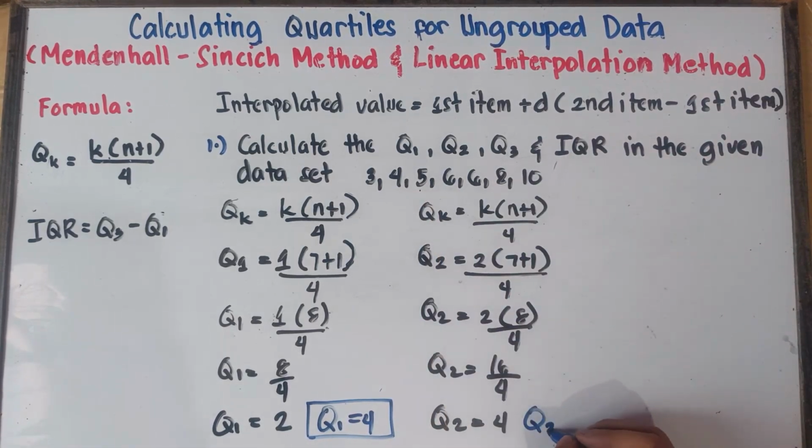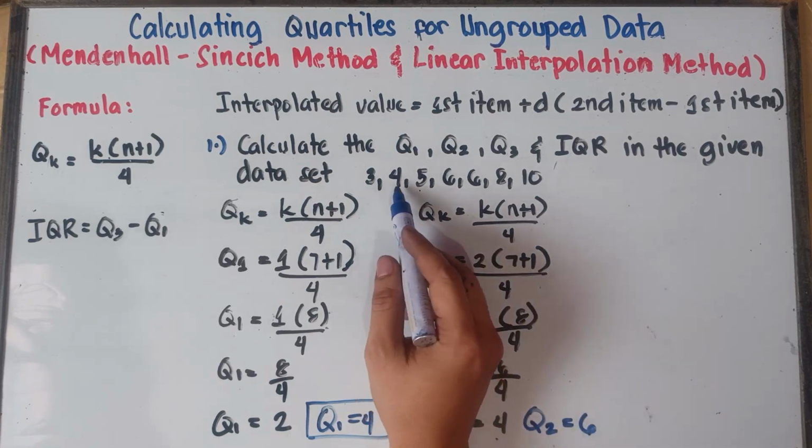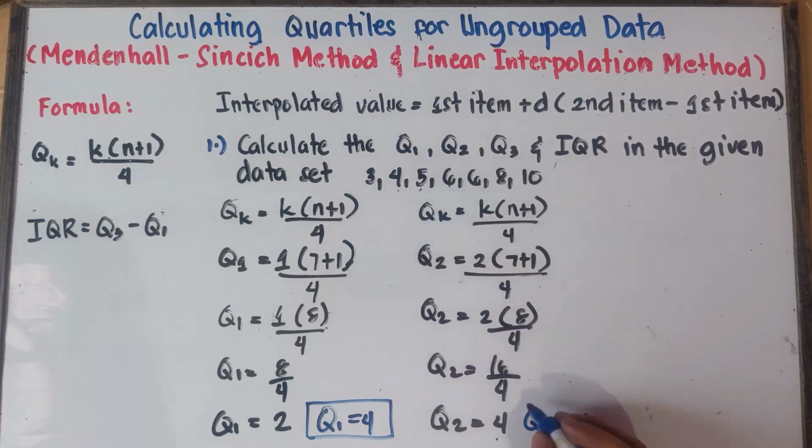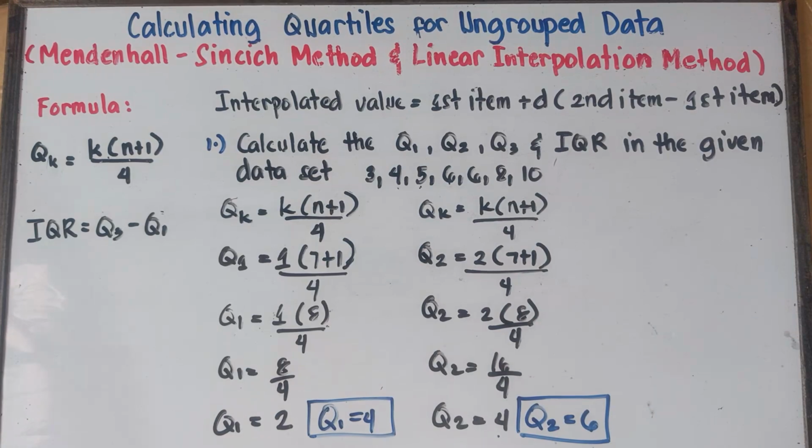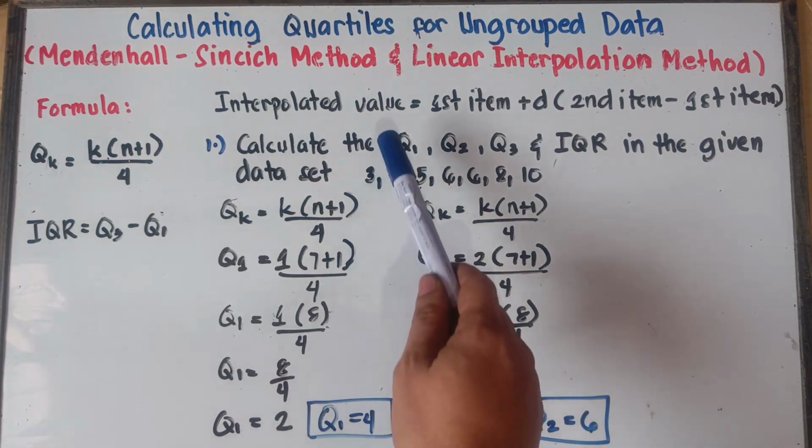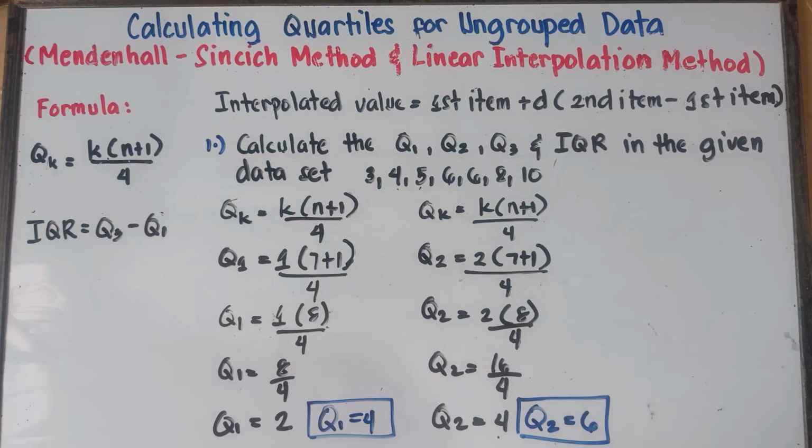Once again, class, do not commit a mistake with this one. Your answer right here, class, this is just the position. Quartile 2 is in the 4th position. So first, second, third, and then fourth. Therefore, your quartile 2 will be equal to 6. Once again, class, if it's a whole number, no need to apply this formula. Simply take the position. So 4th position, therefore quartile 2 would be 6. And then you're all set.